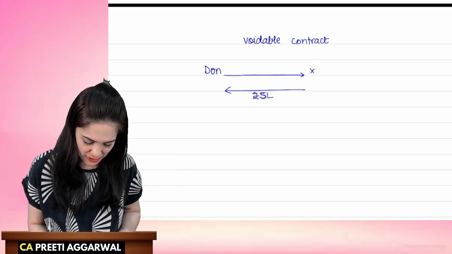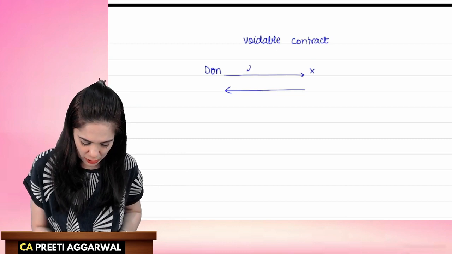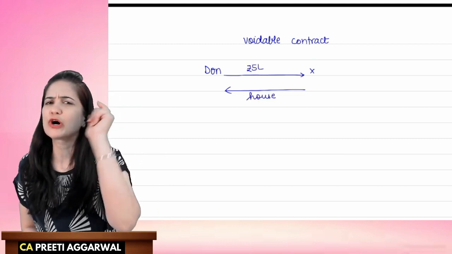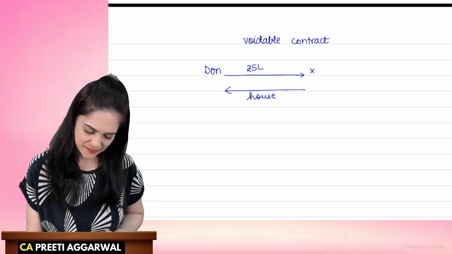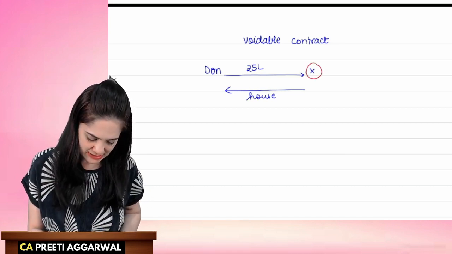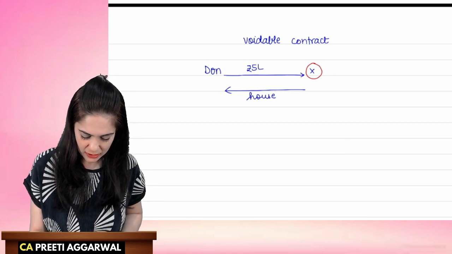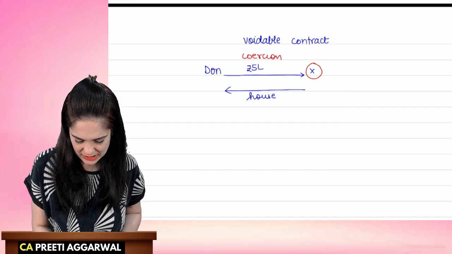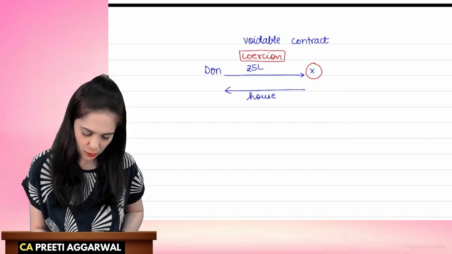Okay. So let me write it over here. The Don paid 5 lakhs to X and in return, X gave his house. But was X's consent free consent? X's consent is obtained by coercion.